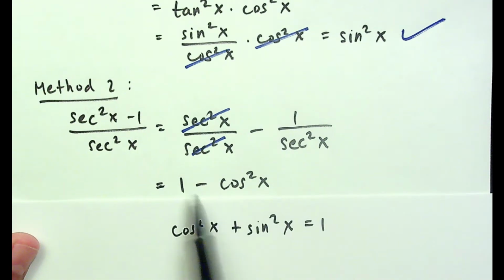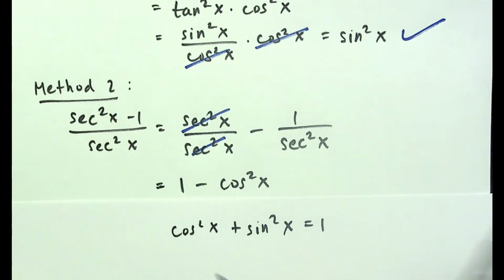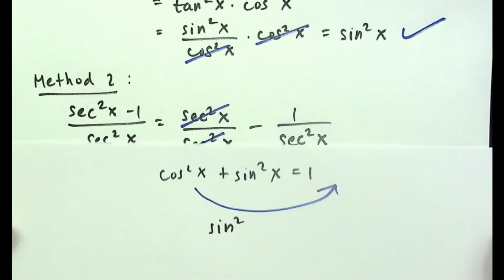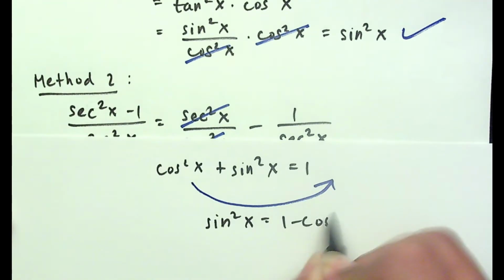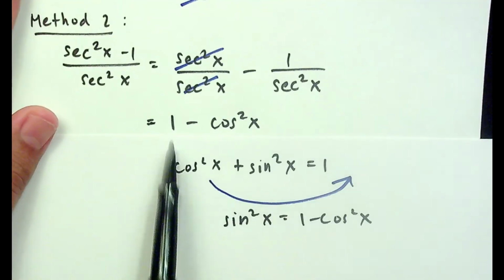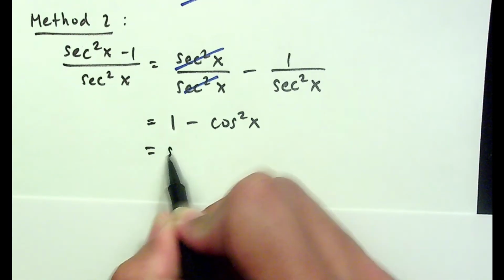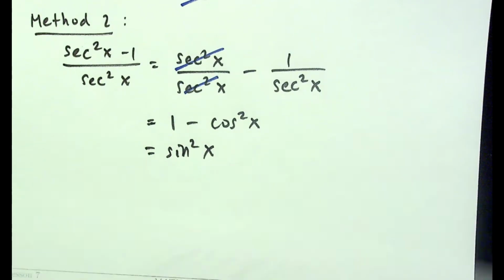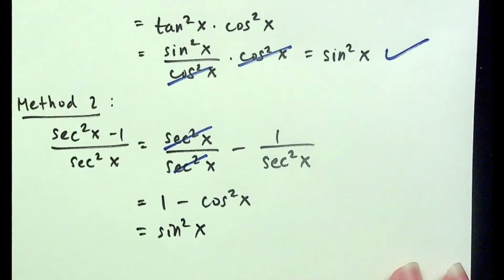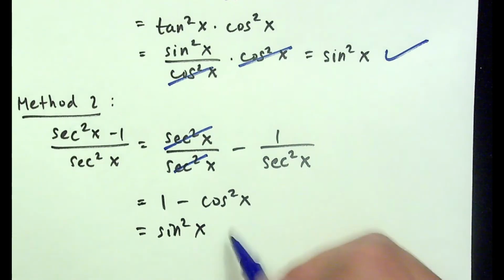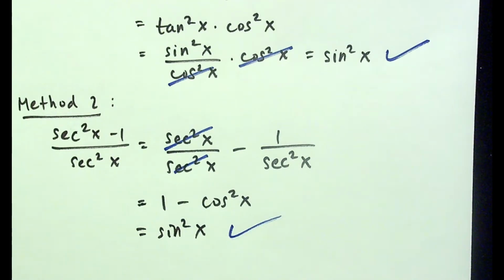So if you have 1 minus cosine squared, that's precisely what you get if you move that over there. You would get sine squared of x equals 1 minus cosine squared. So this thing right here is sine squared of x. And we got the same thing as before. So that was another way of arriving at the same place. And like I said, there are even more ways of doing this, but 2 different ways illustrates the point.